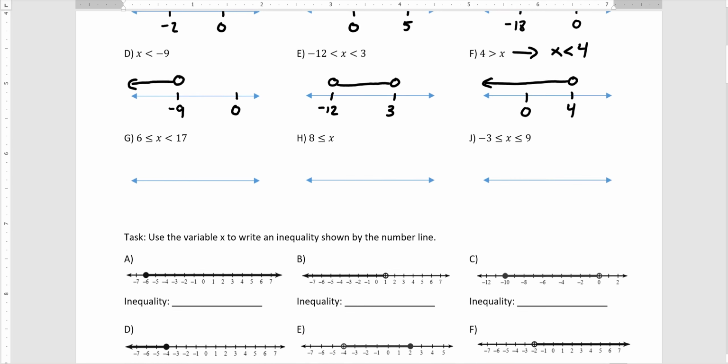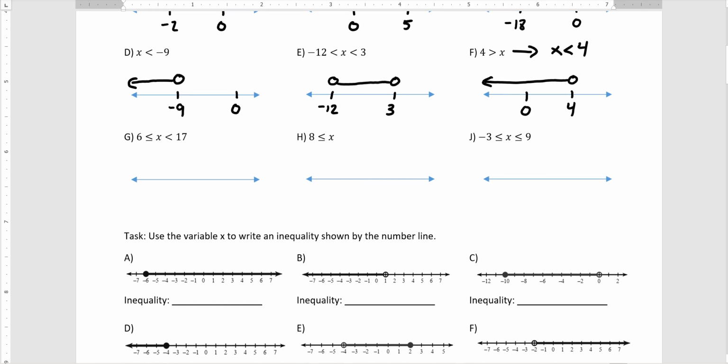So first one for letter G, 6 is less than or equal to x, and x is less than 17. So the values I need to plot here are obviously 6 and 17. When 6 is less than or equal to x, well, less than or equal to means closed circle, and then strictly less than 17, so that'll be an open circle. And x is between 6 and 17, so I'm going to connect those dots like so, and that's letter G.